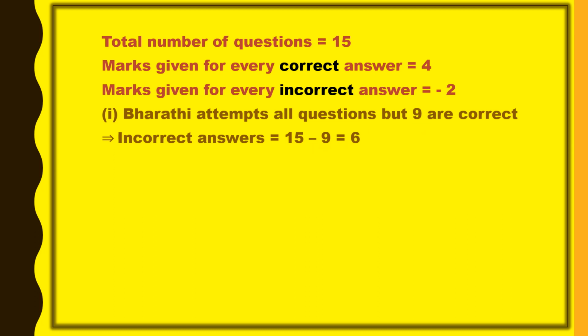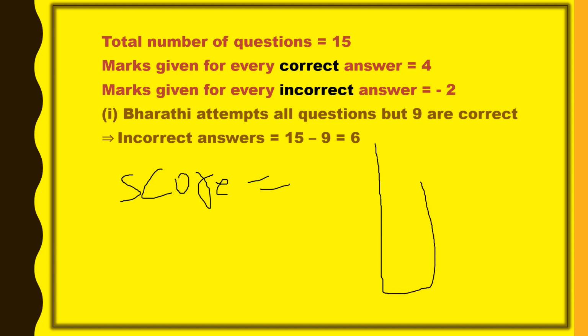Now the question asks us to find the total score of Bharati. Total score means, when I give you the papers after examination, if I corrected them, you'll count all the marks, right? But here I gave marks for correct answers as well as marks for wrong answers. So first you'll count all the correct answer marks, then count all the wrong answer marks, and subtract this one from here, right?